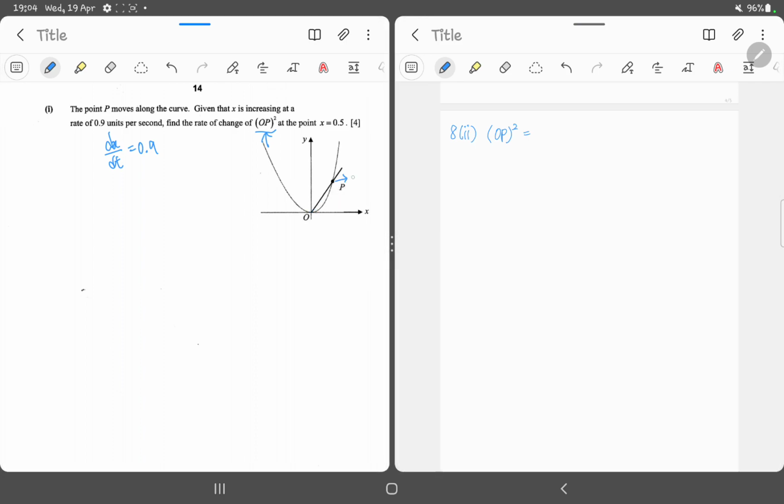So let's say that this point P has the coordinates (x, y), which means that the vertical distance over here, you can think of it as y, and the horizontal distance over here, you can think of it as x. So using Pythagoras theorem, the hypotenuse over here, the length OP, which is OP whole thing squared, is equals to x squared plus y squared. So here we are using the Pythagoras theorem.